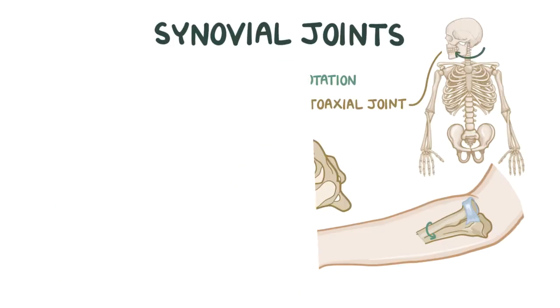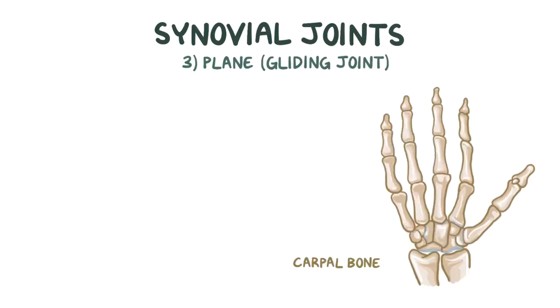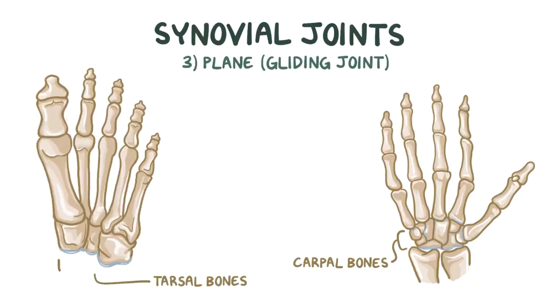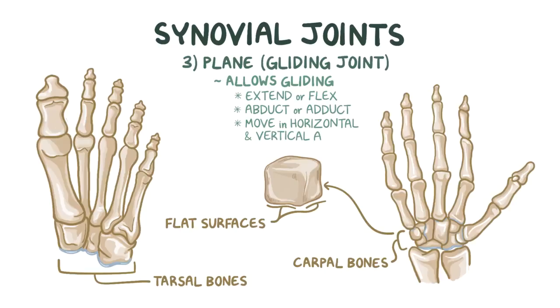The third type of synovial joint is the plane or gliding joint. There are plane joints between the carpal bones that make up your wrist or tarsal bones in the foot. These bones have flat surfaces that allow them to glide across one another in any direction along the plane. That's why your wrist can extend or flex, and abduct or adduct, moving in both horizontal and vertical axes.